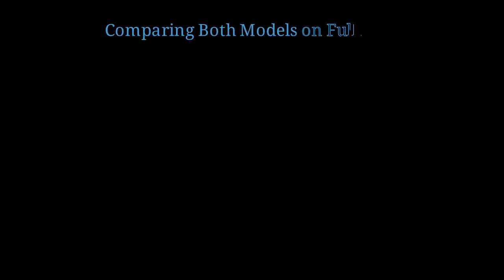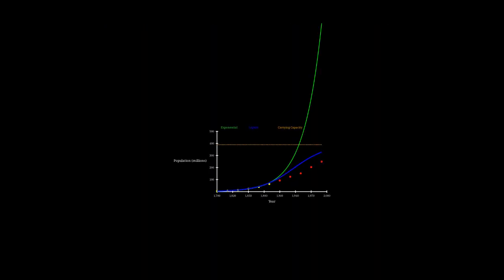Now let's compare both models on the complete dataset from 1790 to 1990. This is the moment of truth. The green curve is the exponential model, the blue curve is the logistic model, and the orange dashed line shows the carrying capacity at 389 million. Notice how the logistic curve in blue tracks the actual data much more accurately, especially in the later years. It captures the bending over and saturation that the exponential model misses entirely.